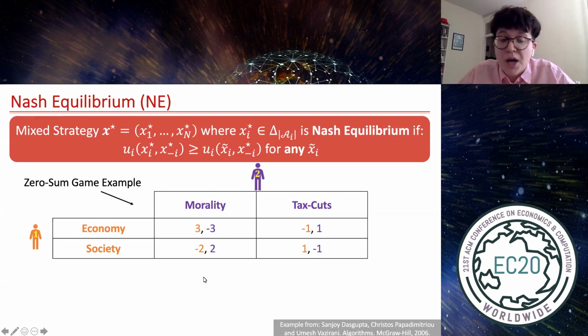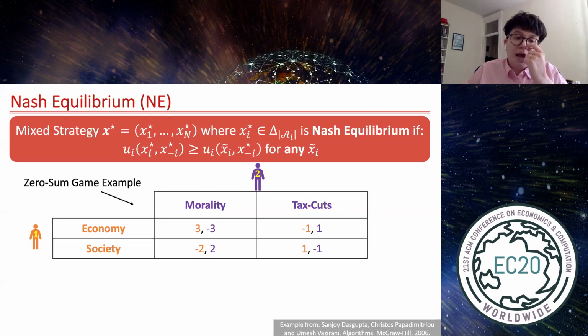Now, where can these numbers come from? They are not completely crazy. Such a table might encode the following example. One could say that for politician one, playing the economy card when the other politician is playing the morality card is strictly better for them than playing the society card when the other politician is playing the tax cuts card. So that's an interesting way of interpreting this table.